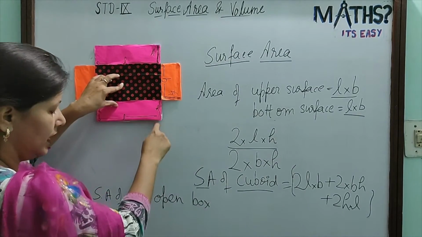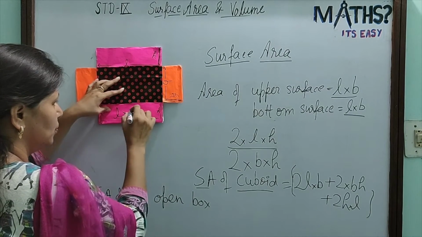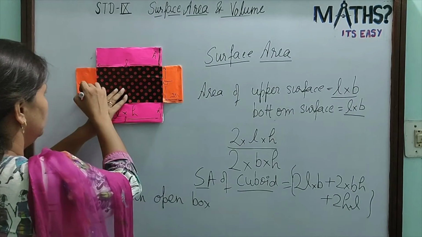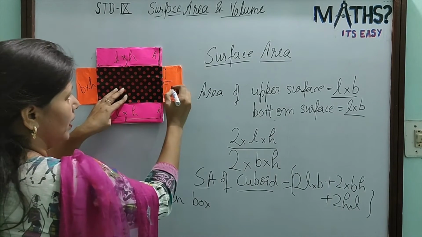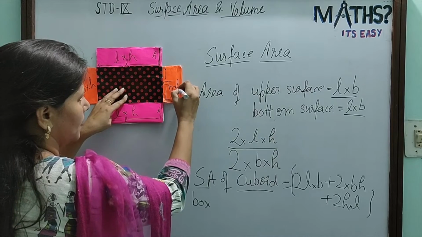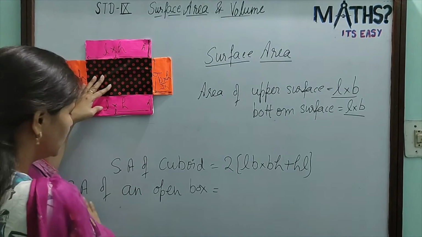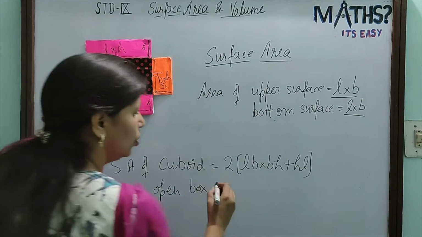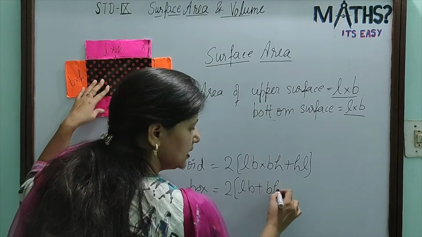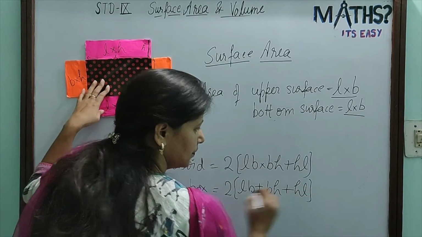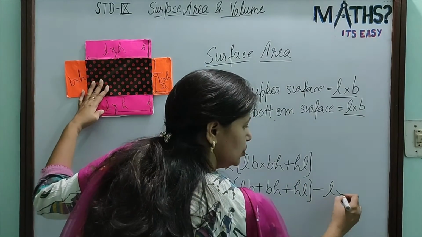Length into height. This area, it's understood, length into height, and this area B into H. In the same way, this also L into H and this also B into H. Okay. So in this situation, we can write the surface area of an open box. Open box means write the surface area of all the 6 surfaces, minus L into B.